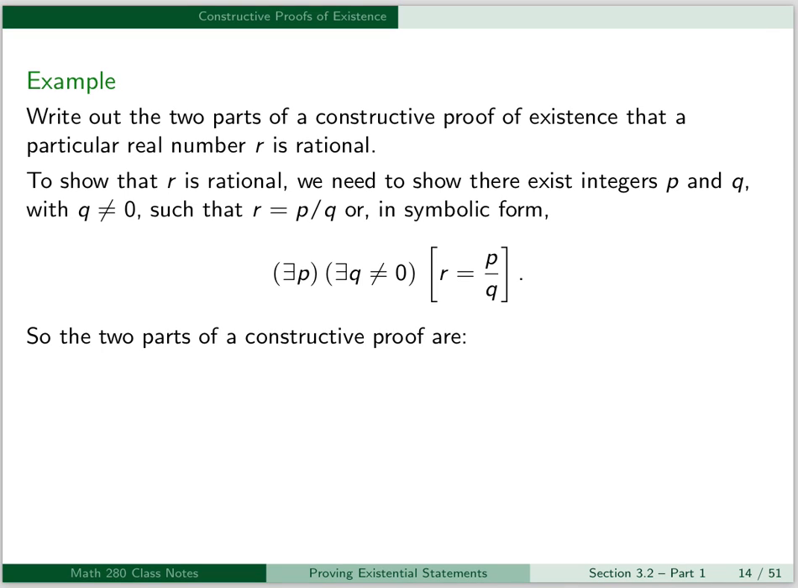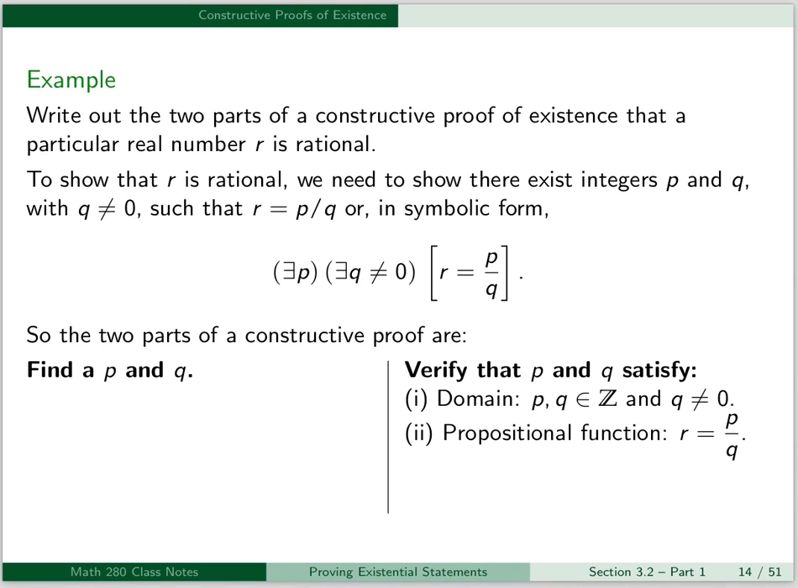So the two parts of a constructive proof are, again, we write down our two columns, and in our left-hand column, we're going to find our example, which in this case means finding a p and a q. In the right-hand column, we're going to verify that our examples, p and q, satisfy the two conditions. The domain, p and q are both supposed to be integers, and we have the additional requirement that q is not equal to 0. And then the propositional function, p and q must satisfy r equals p over q.